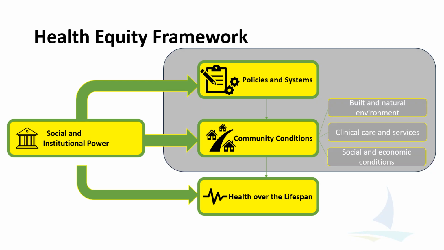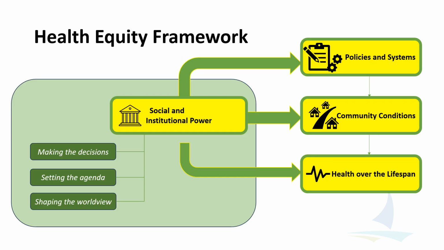The next two boxes up, community conditions and policies, programs, and systems, shift into the more upstream drivers of health. Here we find the built and natural environment, social and economic conditions, the care environment, and the policies surrounding these conditions and environments. You can see that policies, programs, and systems and community conditions are shaped by structural determinants, presented here as social and institutional power.